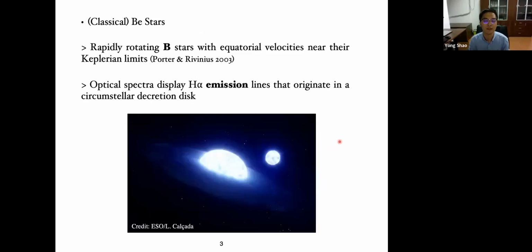Be stars, here I mean classical Be stars. They are rapidly rotating B stars with equatorial velocities near their Kepler limits, and their optical spectrum displays H-alpha emission lines that originate in a circumstellar decretion disk. So Be stars are named after B emission line stars.